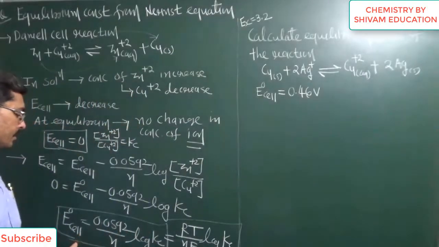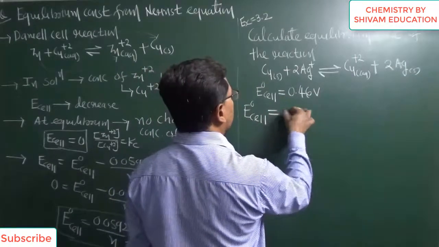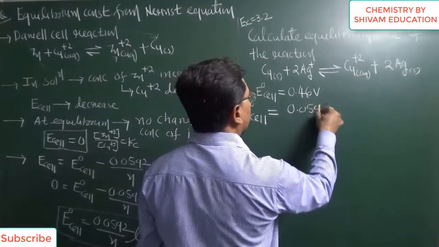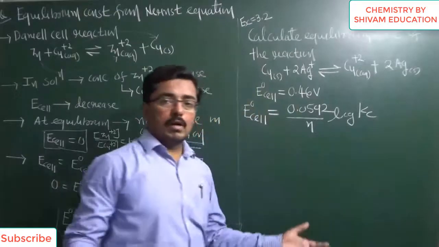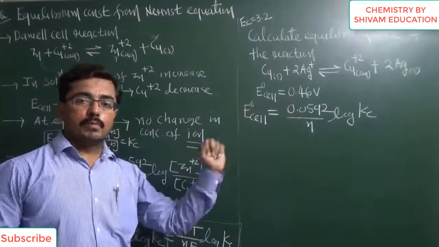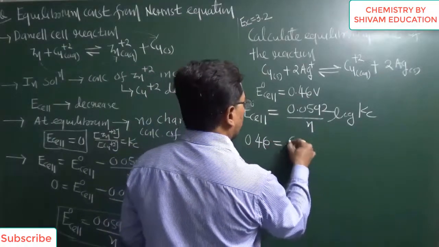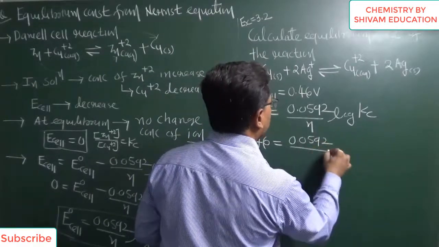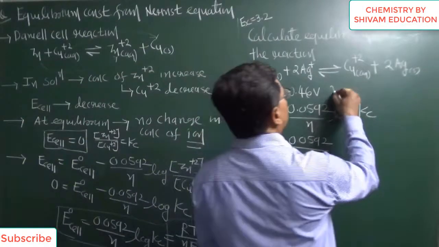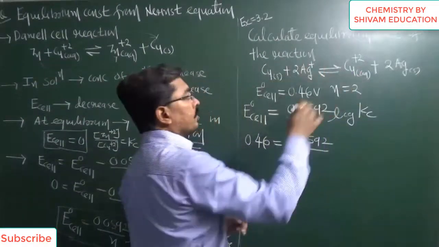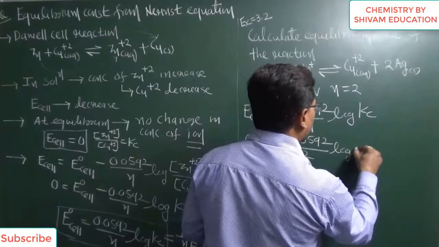So we will use the same equation: standard cell potential E0 cell equals 0.0592 upon n into log Kc. Now I have to find the equilibrium constant, so I just put the values in this equation. The standard cell potential is 0.46 equals 0.0592 upon n. Now n is the change in electrons. For this cell reaction, the change in electrons is 2. Copper is losing 2 electrons and 2 silver ions are gaining these 2 electrons. So divided by 2, equals log Kc.